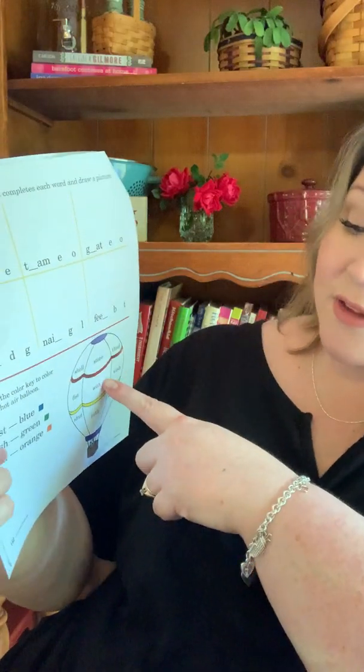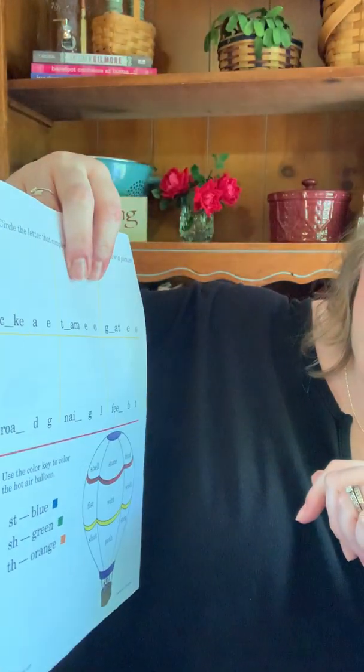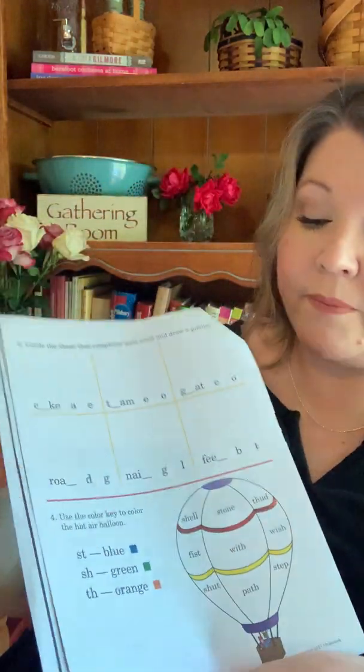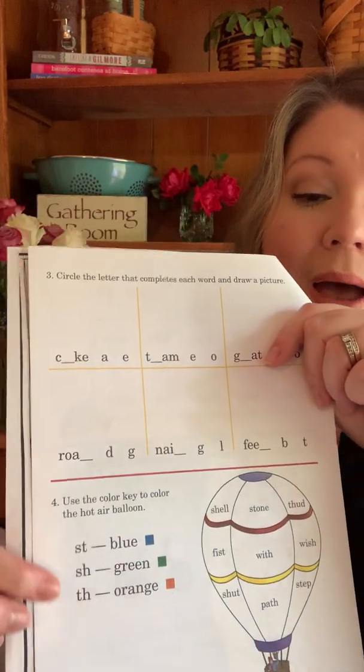Now right here it says you're going to use the color key. You're going to use the color key to color a hot air balloon. That's exciting. What you're supposed to do is there are special sounds that we've just talked about.